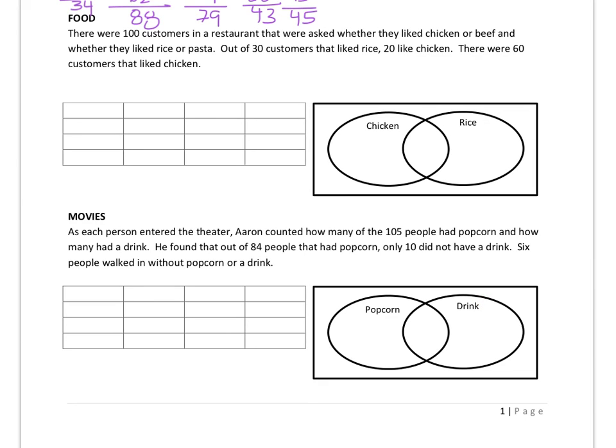Once you finish those, you'll be moving on to your homework, which is page 39 through 40. It's basically a summary of everything that you've done today using two-way tables and finding probabilities. Good luck and have a wonderful, wonderful break.